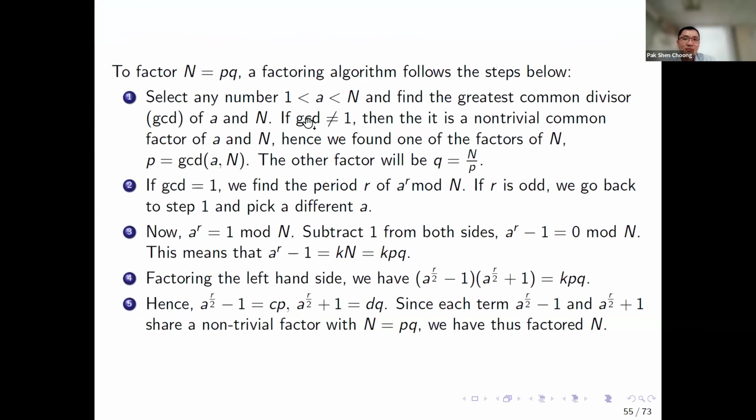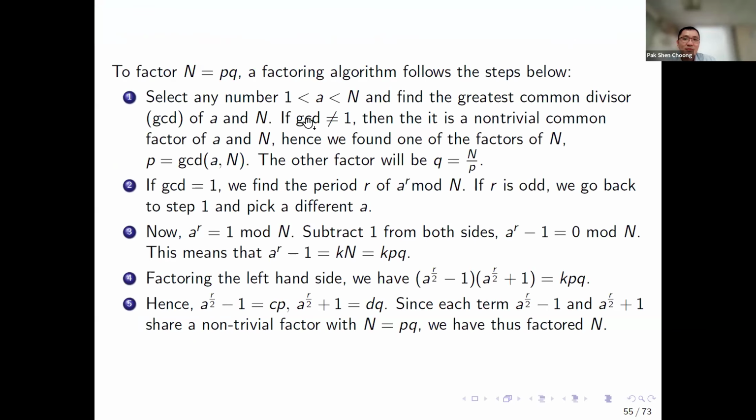If R is odd, then you need to go back to step 1 and select a different A. Because remember that when R is odd, this equation 47 doesn't work. In order for equation 47 to work, your R has to be even. Is it okay? So this is the second requirement.